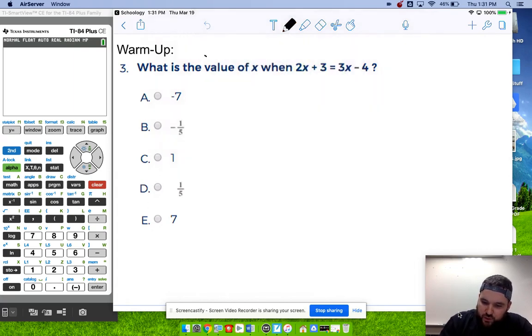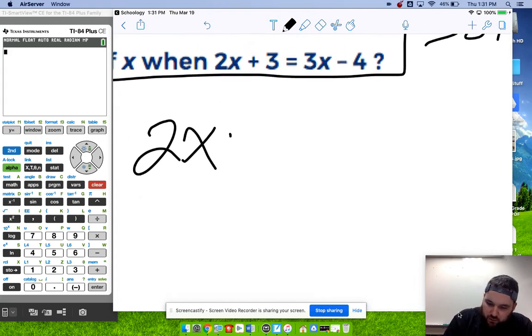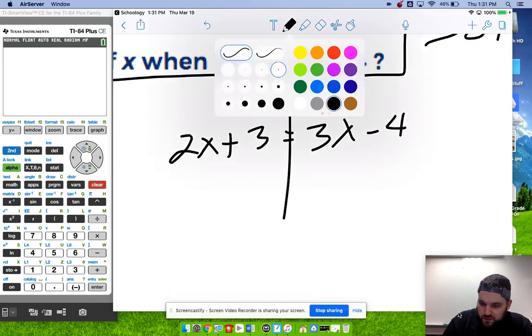What is the value of x when 2x plus 3 equals 3x minus 4? And this basically just means solve. This is a fancy math person way of saying go ahead and get x, quote unquote, by itself. Use the algebra skills you've had for years, and let's go ahead and just solve. So sometimes easier said than done.